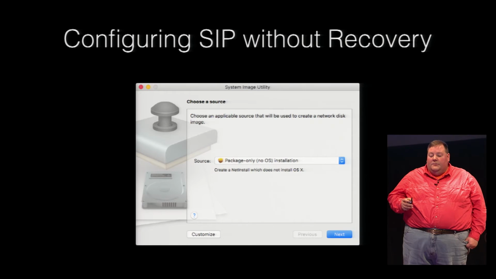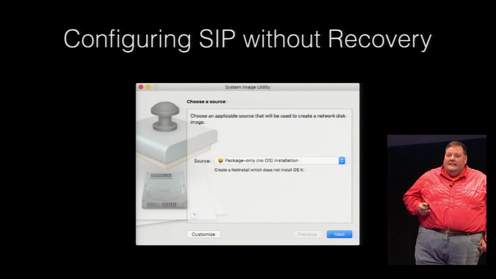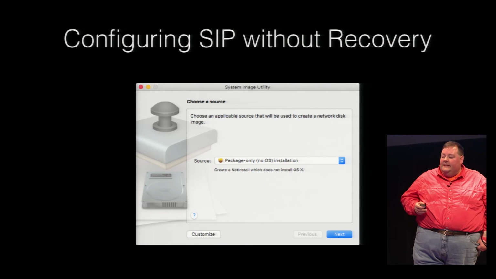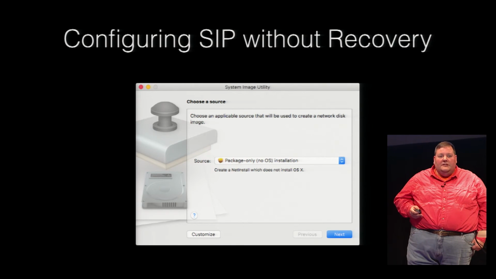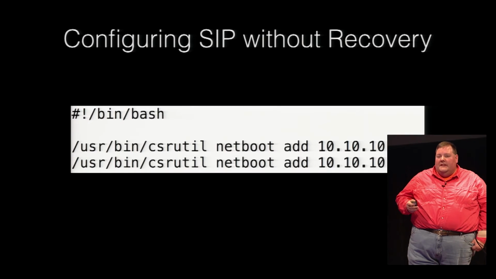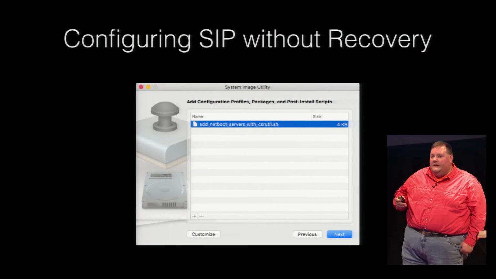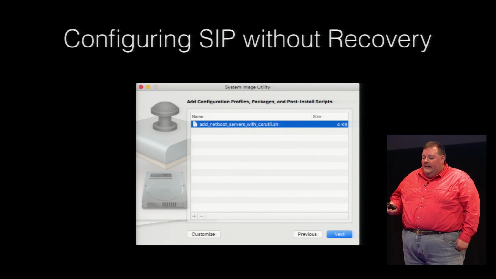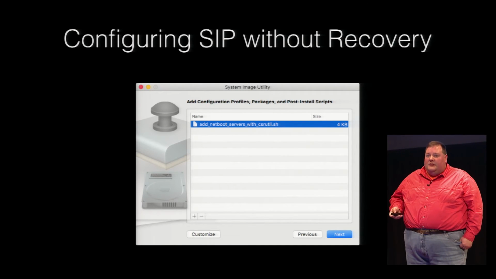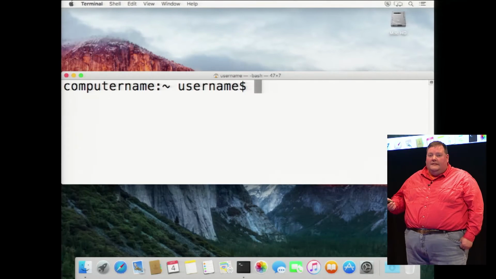The example they used was leveraging a new option in System Image Utility to create a package-only installation NetBoot set. This is designed to install only scripts, configuration profiles, or packages, and not install an OS. To test this, I built a script that uses csrutil to add 2 IP addresses to the NetBoot whitelist. Once I had my script written, I built a package-only NetBoot set using System Image Utility, and I added my script to it. This is the only thing that's in this NetBoot set. So let's take a look at how this works.